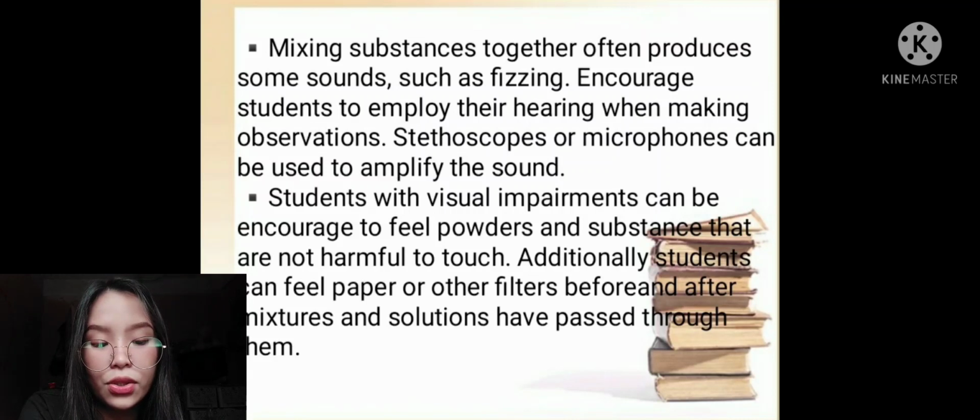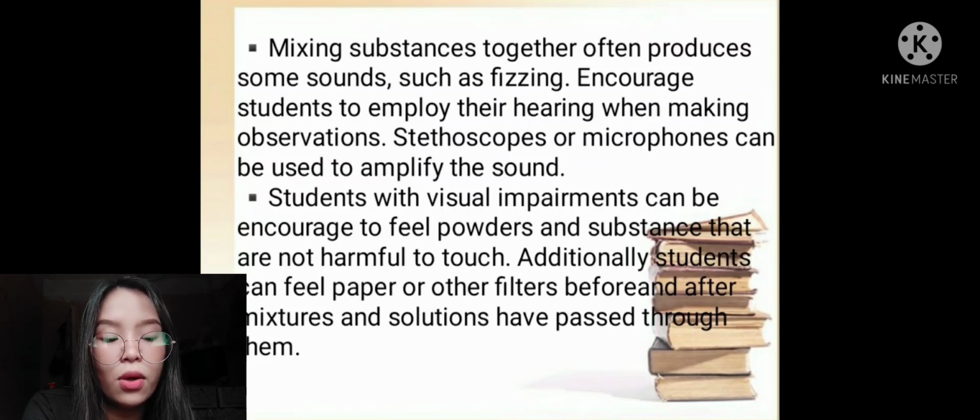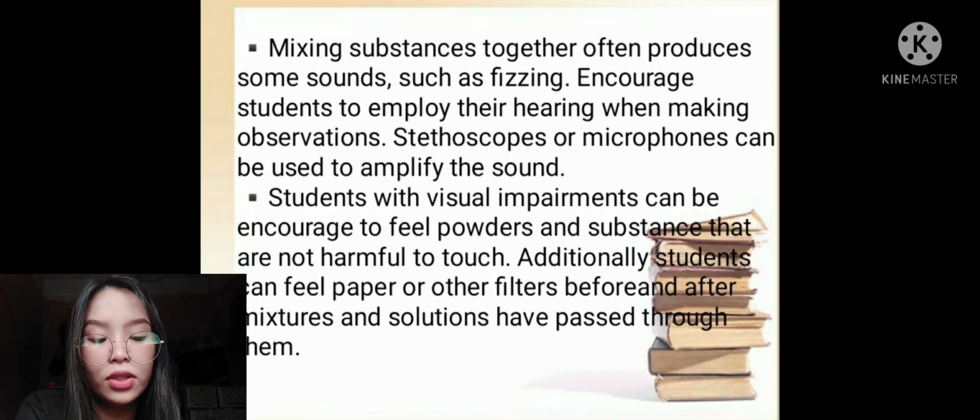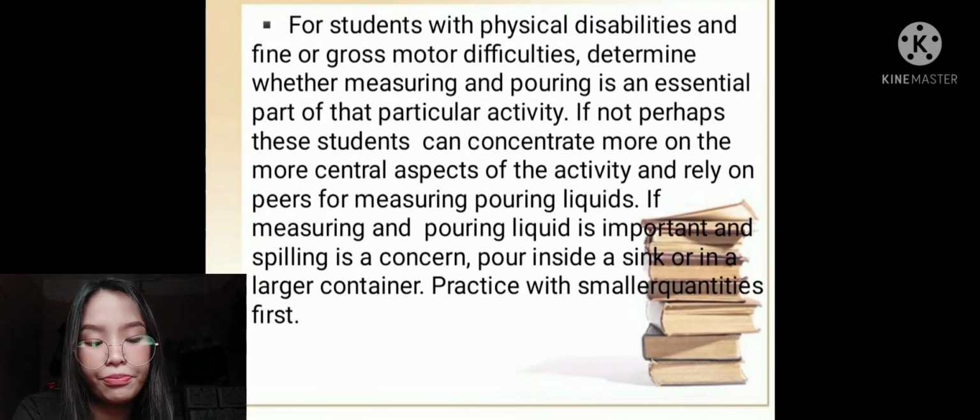Encourage students to employ their hearing when making observations. Stethoscopes or microphones can be used to amplify the sound. And students with visual impairments can be encouraged to feel powders and substances that are not harmful to touch. Additionally, students can feel paper or other filters before and after mixtures and solutions have passed through them.